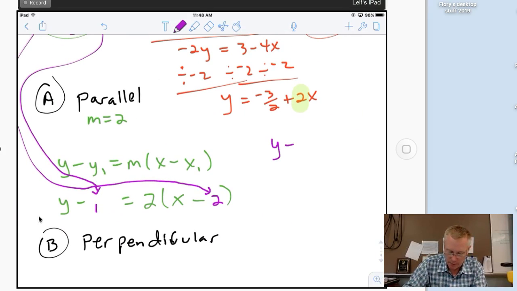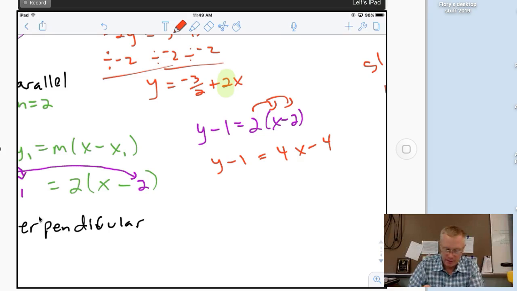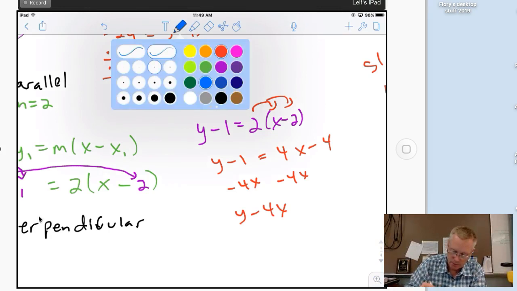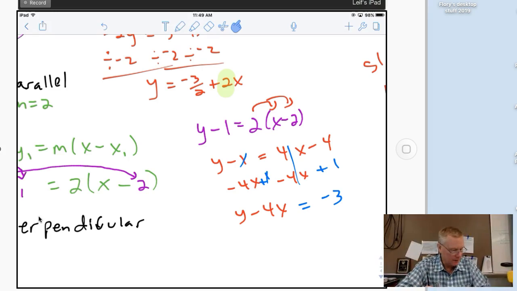I'm going to take my y minus 1 equals 2 times x minus 2. I'm going to put it into standard form. So I'm going to do distributive property with the 2. So y minus 1 equals 4x minus 4. And then I'm going to bring my x's to one side, subtract 4x, and I get y minus 4x. Maybe I'll add 1 at the same time. I can kill two birds with one stone. Those cancel. Negative 3. Y minus 4x equals negative 3.